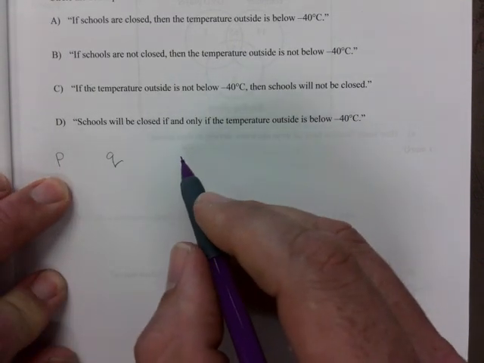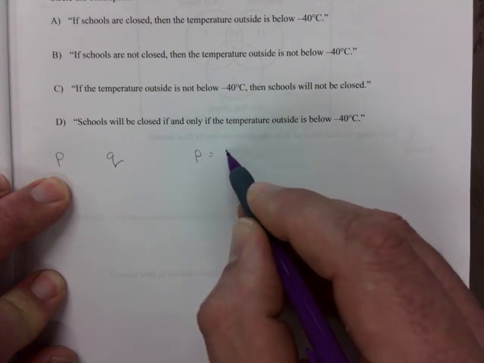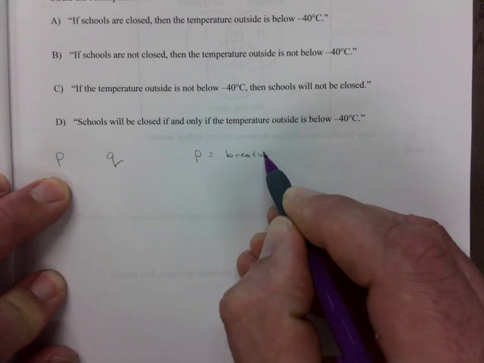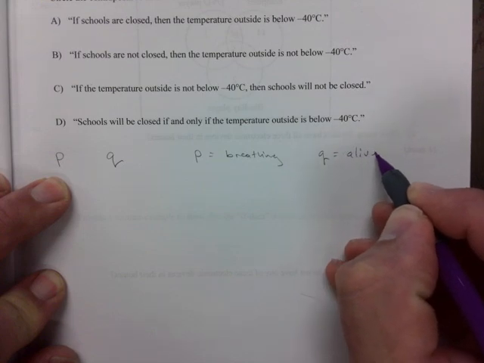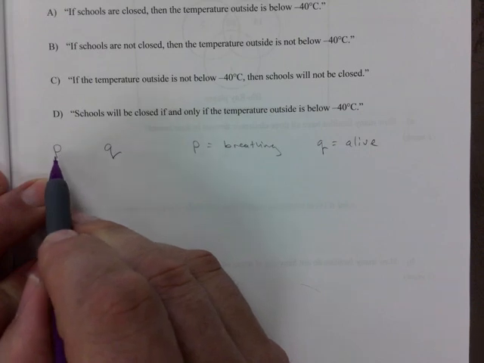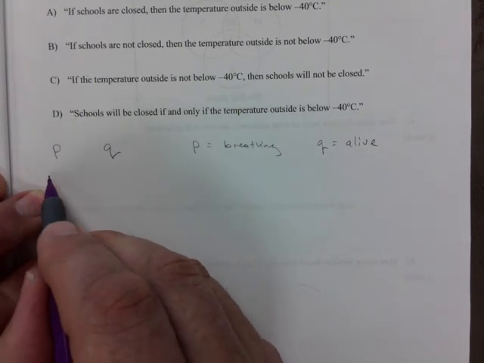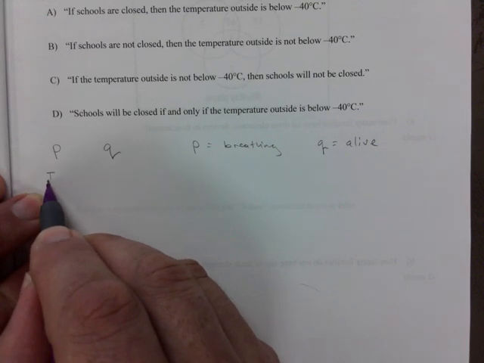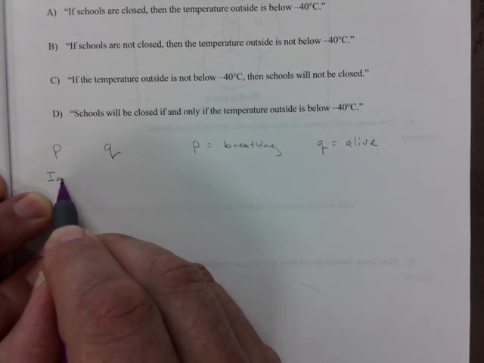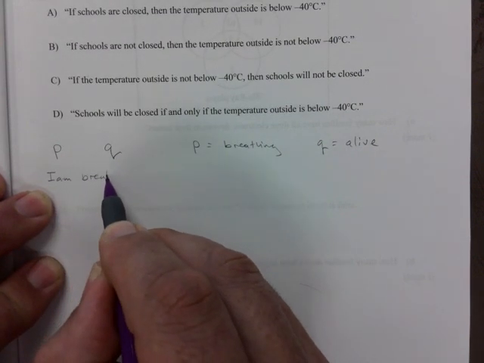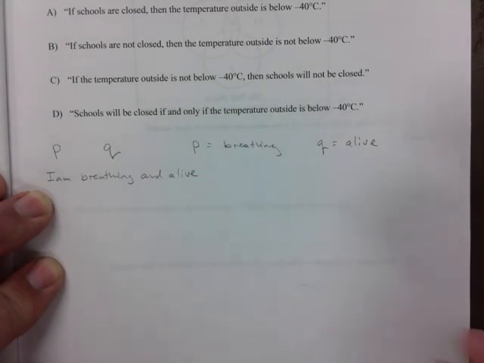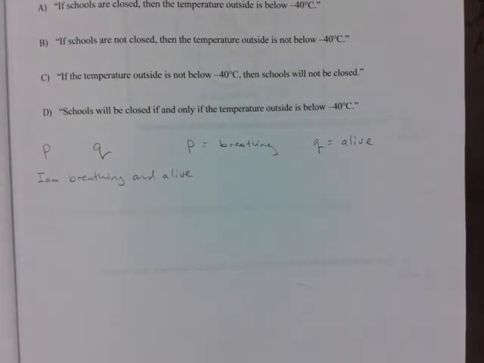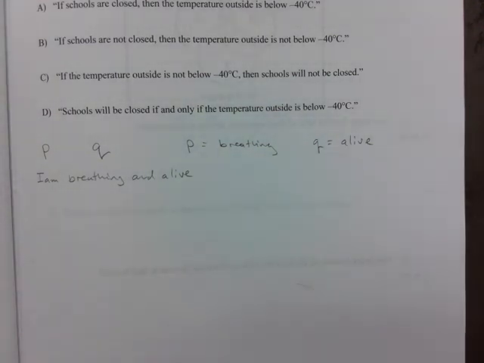Let's say that P represents your breathing and Q represents being alive. So this statement would say, I am breathing and alive, or something like that. Let's say that's just a statement you're thrown. Sometimes we start right with a conditional, sometimes it's just a statement.